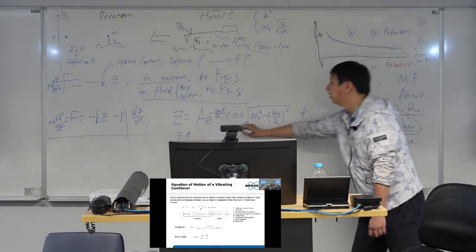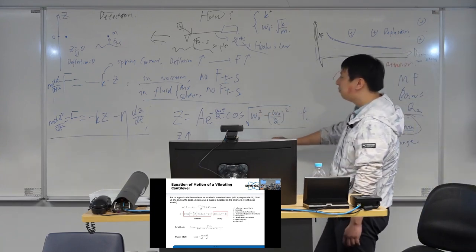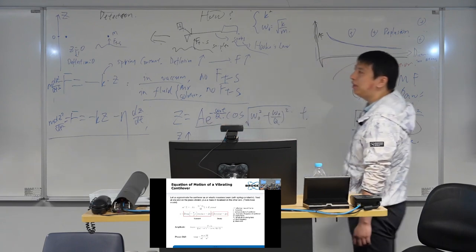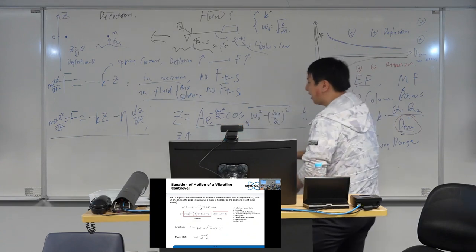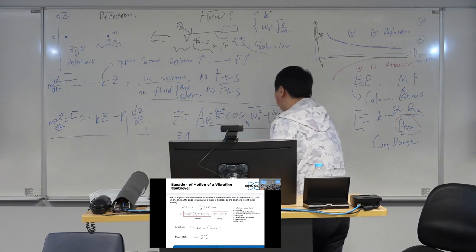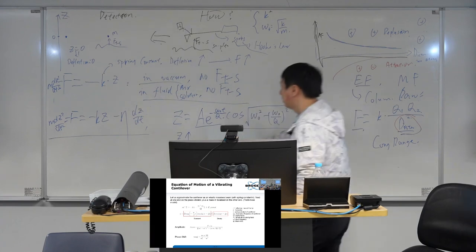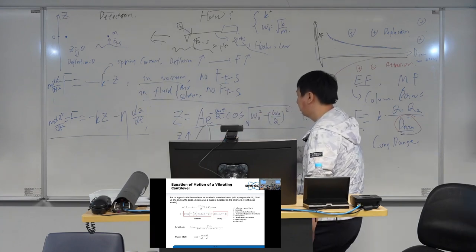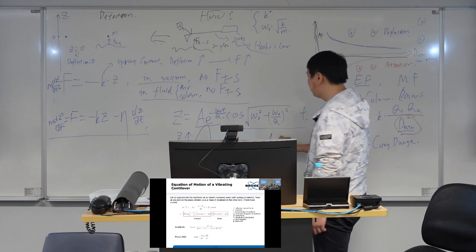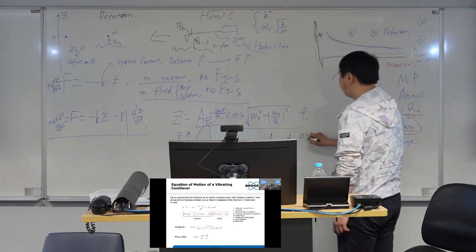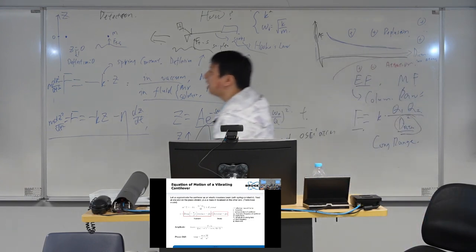it's a cosine function, right? So it should be something like this. But its amplitude is also related to time. So the amplitude will reduce against the time. So the function will be something like that. So we call it damped oscillation. Something like that, okay? That's another function.